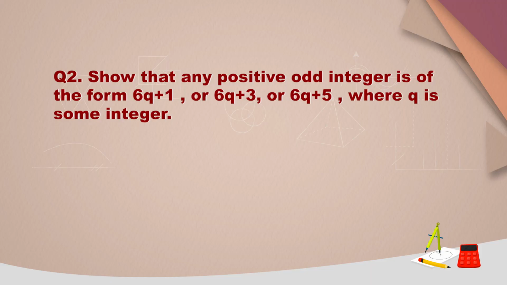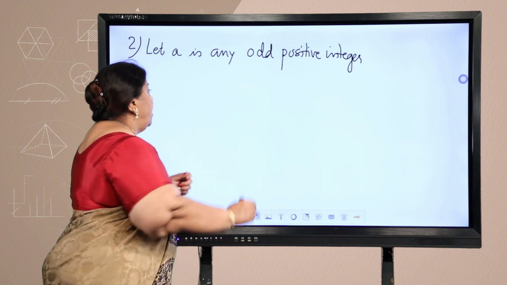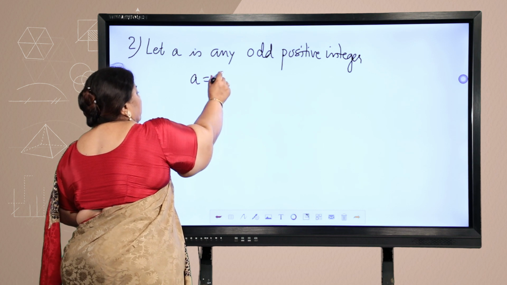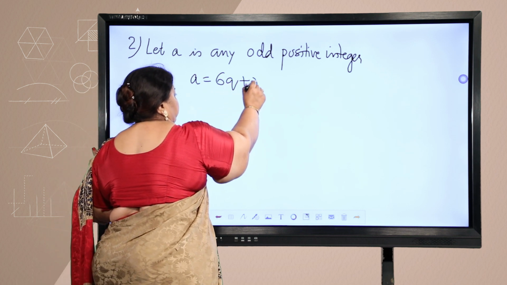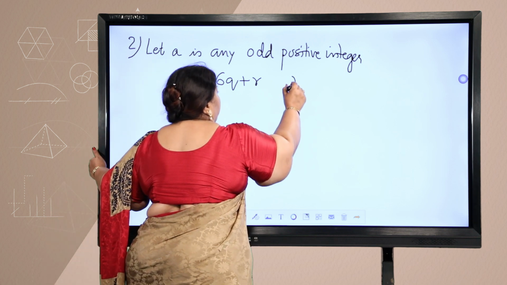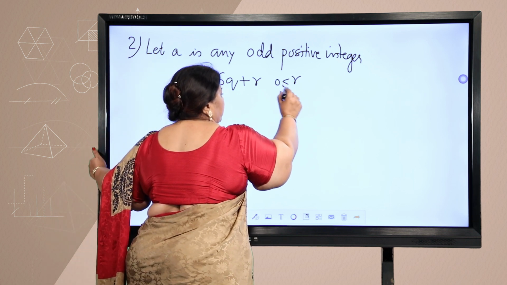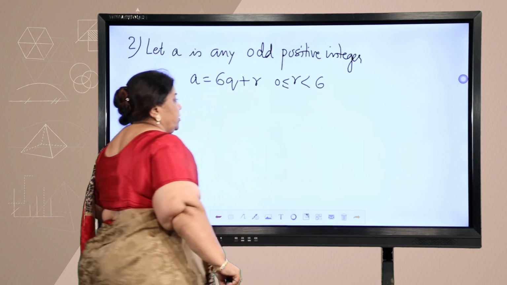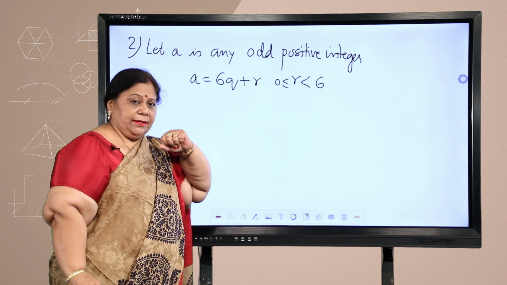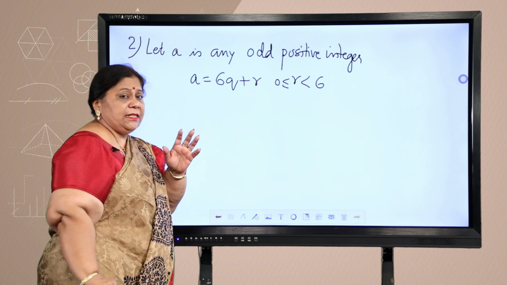Now, let us see the second question, which says, show that any positive odd integer is of the form 6q plus 1 or 6q plus 3 or 6q plus 5 where q is some integer. Using Euclid's division lemma, I can write down A is equal to 6q plus r. Here r obviously will be greater than or equal to 0 and less than 6 because I am using 6 as the divisor here. So, what are the possibilities?